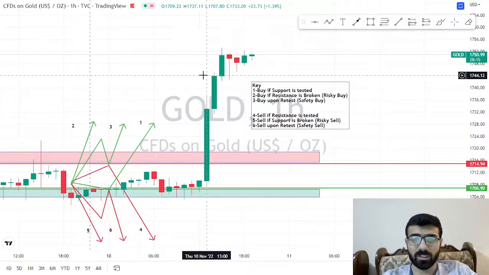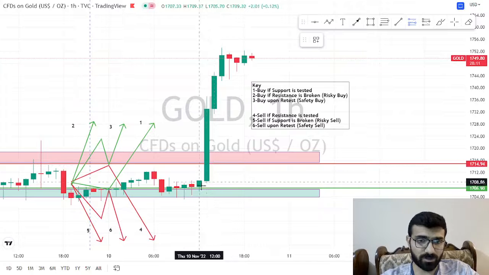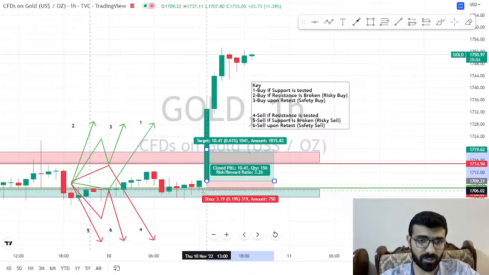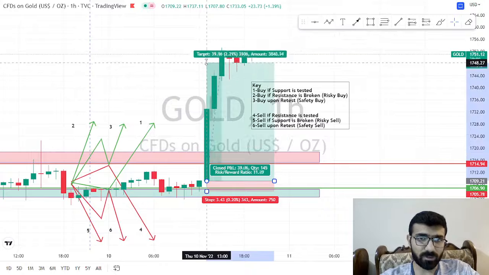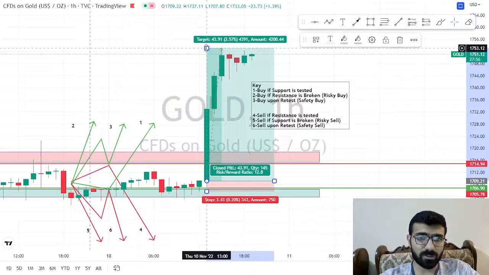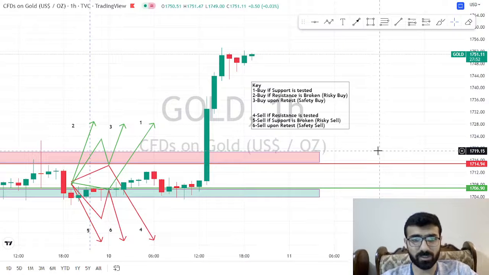Okay, and now let me take another trade. So once again, when market tested our support and closed above this area, we would take a buy entry over here. Our stop loss will be approximately here and our take profit will be approximately over here. So this trade would have given us a 12.8% profit, which is again amazing.